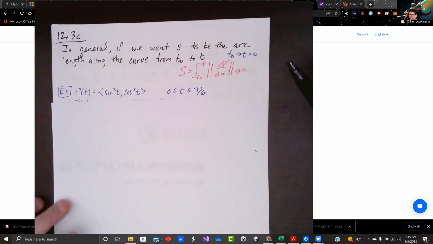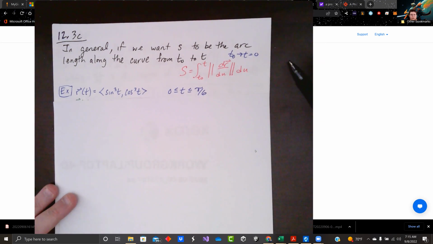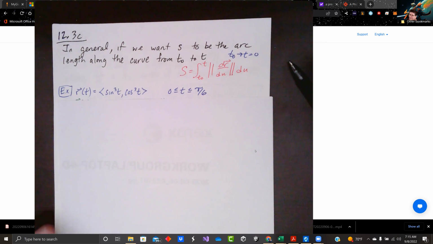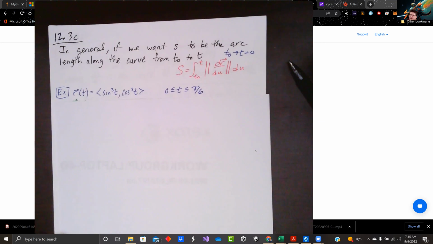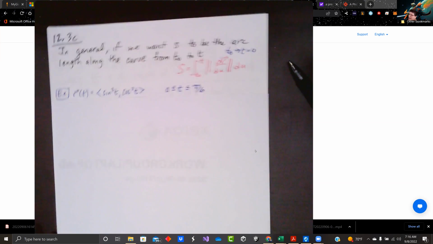So let's use r of t is sine cubed t, cosine cubed t. We'll just make it 2D to make it a little bit easier. We're going to go from 0 to pi over 6 on time. You'll see why in a little while. It allows us to keep the curve smooth.